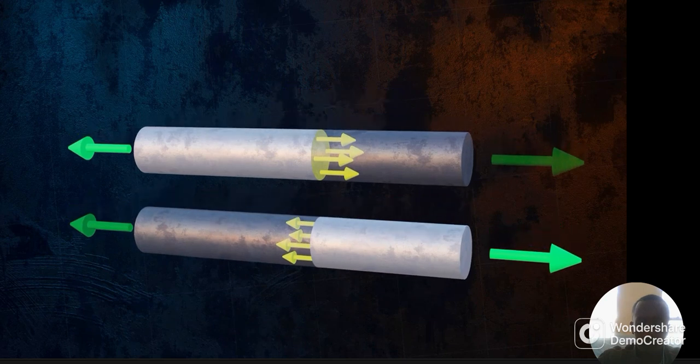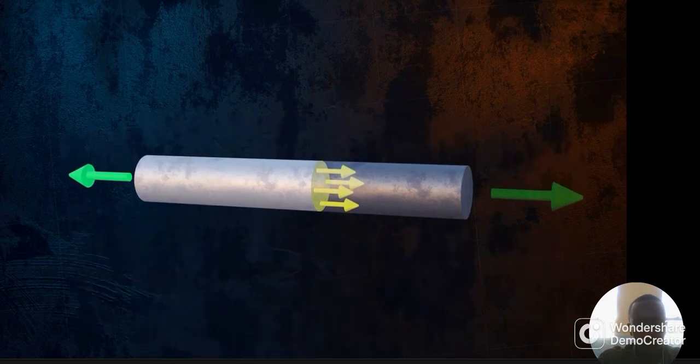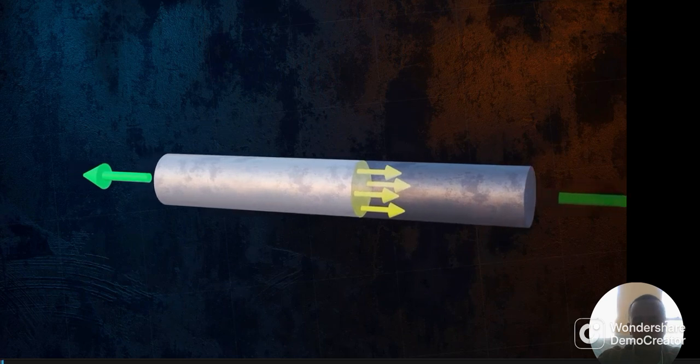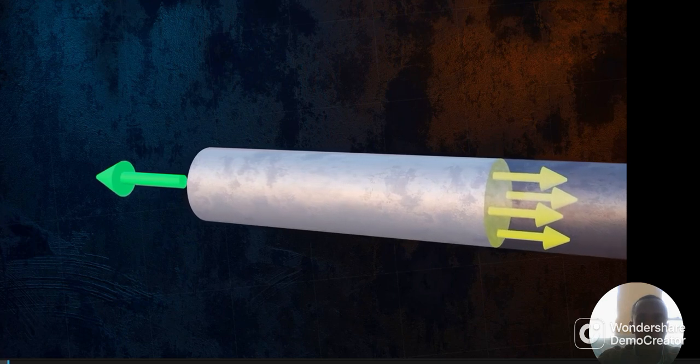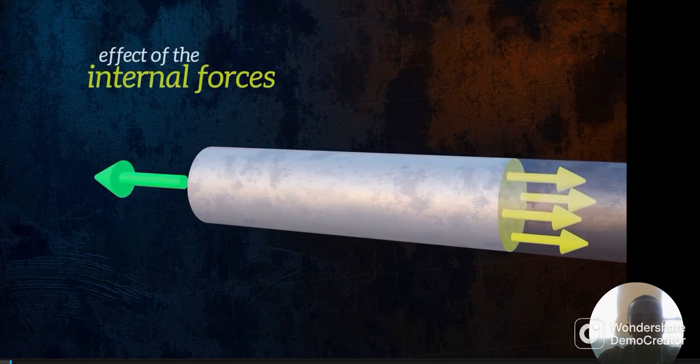For any imaginary cut like this one, the internal forces develop in such a way that equilibrium will be maintained. In this case, the effect of the internal forces acting on the cross-section created by our cut will be equal to the effect of the applied external force.